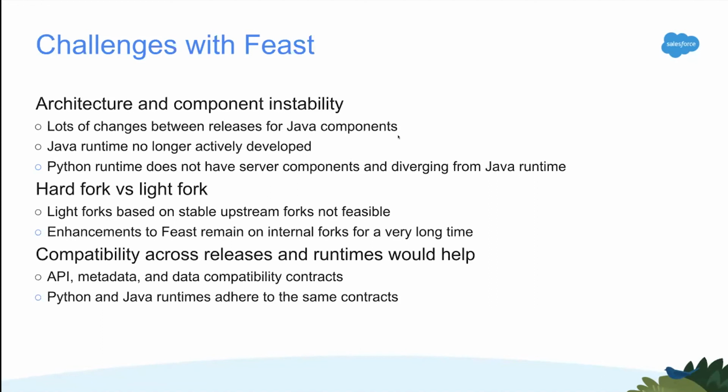Establishing compatibility contracts for Feast APIs, feature metadata, and feature data formats would help. That would, for example, allow the Python and Java runtimes to coexist with support from the Feast community.